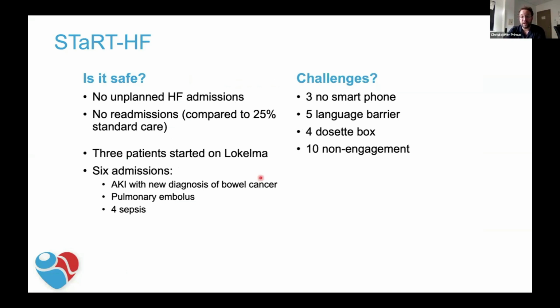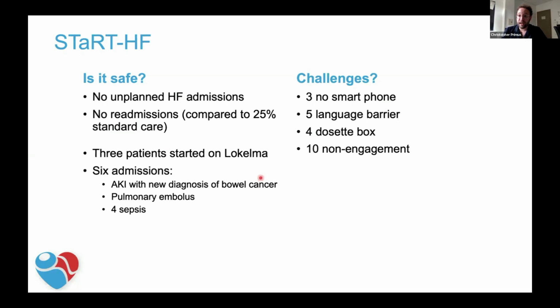No unplanned admissions. We've had 3 patients started on Lokelma that they picked up directly from their local pharmacies. And with 6 admissions, none of them have been related to what we've done. And this was an unintended consequence. Our pharmacists have recognized that overnight, hemodynamics have become very abnormal. Patients have an early way to get in touch. And we've had, therefore, 1 patient admitted with an acute kidney injury that led to a new diagnosis of bowel cancer, a pulmonary embolus, and 4 patients with sepsis who've gone to hospital on instruction from our pharmacist within 12 hours of symptoms. But it isn't for everyone.